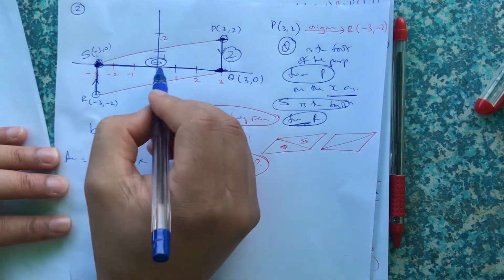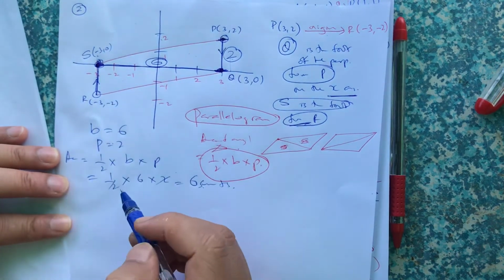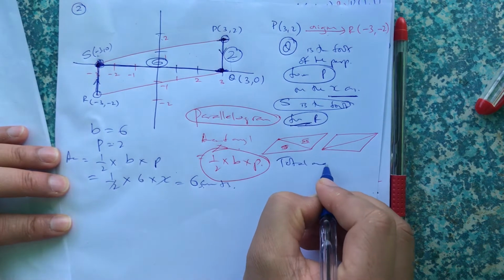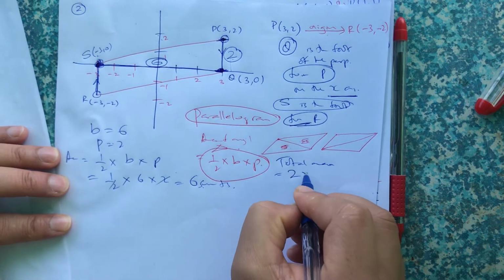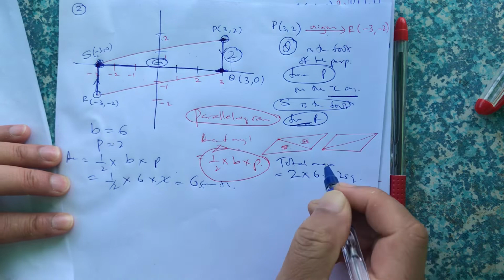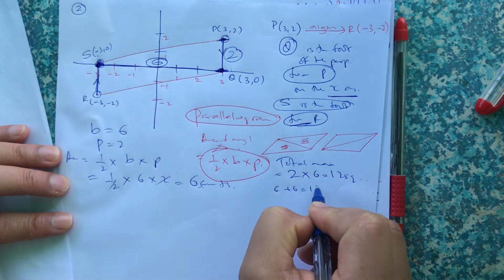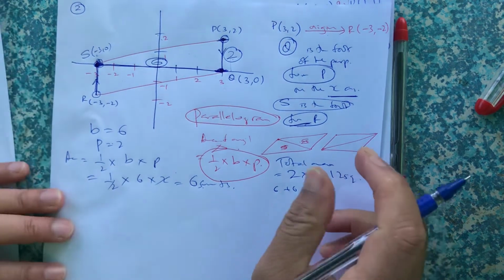So if this one is 6, this will also be 6. So the total area is 2 into 6, that is equal to 12 square units, or you can do 6 plus 6, that is equal to 12 square units. So that's how you find the area.